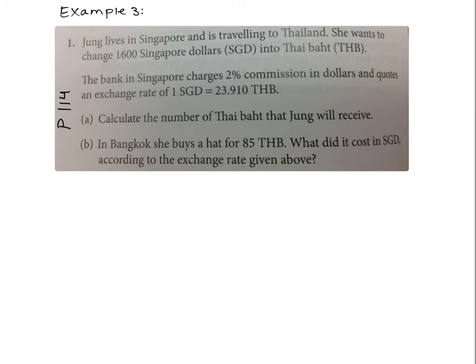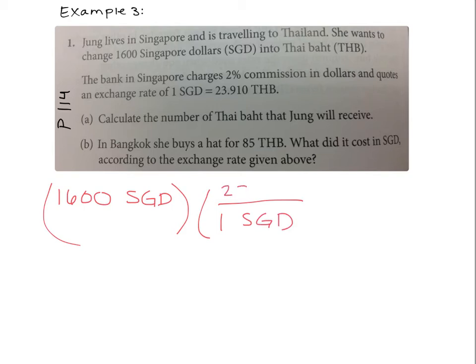So here's the trick. We can convert our Singapore dollars, the 1,600 SGD, into the Thai baht. So 1 Singapore dollar is 23.91 of the Thai baht. Okay, that way our Singapore dollars is going to cancel. And so if they exchanged it to her at no cost, when we multiply that, she would get 38,256 Thai baht.